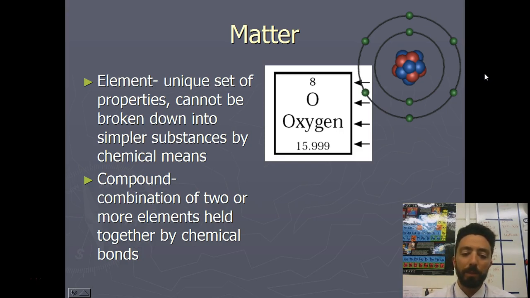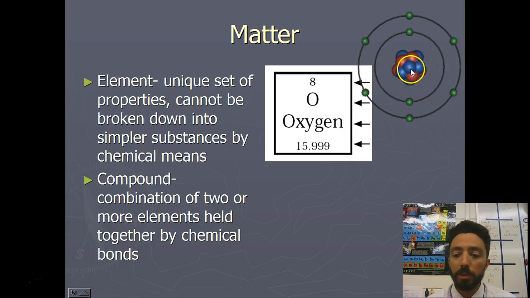A compound is two or more elements that are held together by chemical bonds. We can break bonds and make bonds. Breaking bonds is typically going to release some energy, while making bonds is typically going to cost some energy. I picked out oxygen, and we've got a diagram of an oxygen atom in the top right corner here.